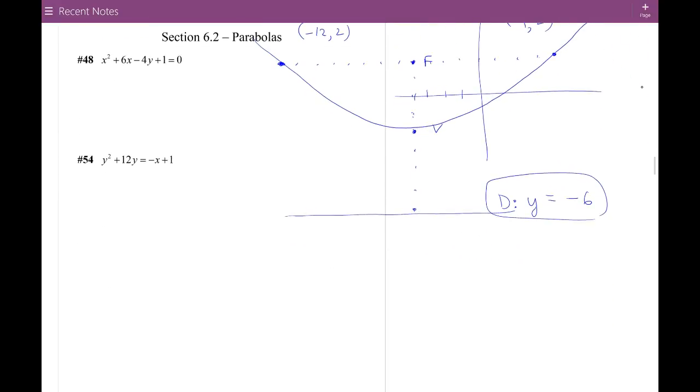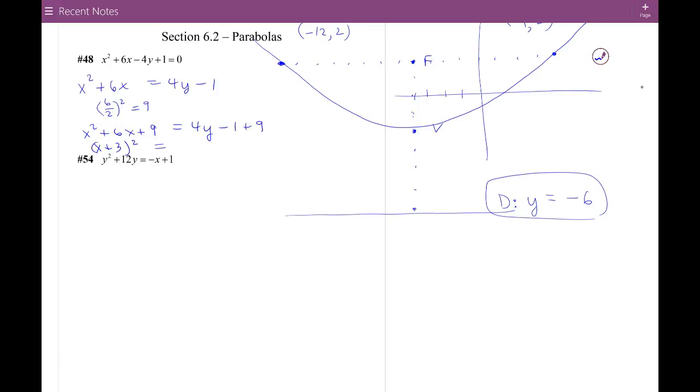And the last two involve completing the square. So I'm going to walk through that with you. Number 48, I'm going to keep the x terms on one side and use algebra to move the other terms to the other side. And then I have x squared plus 6x. If you remember completing the square, you take the 6 divided by 2 and square that, and you get 9. So you need to add 9 to both sides to complete the square, so that on the left you have the perfect square, (x plus 3) squared.